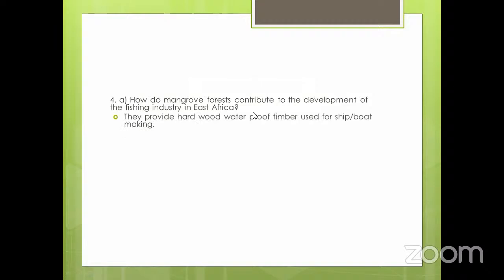So there is the response. I need someone to read for us. Dan, can you please read for us? They provide hardwood waterproof timber used for ships, boat making. Yes, hardwood waterproof timber used for ship or boat making. We can move on.